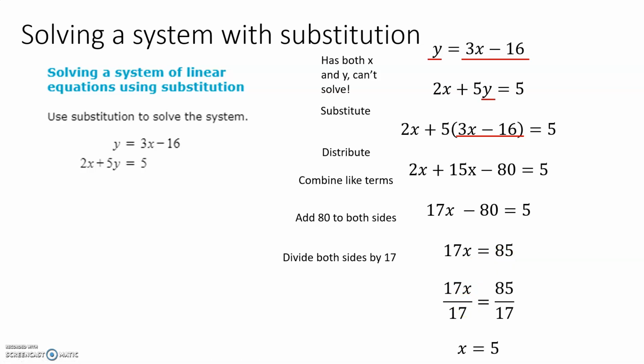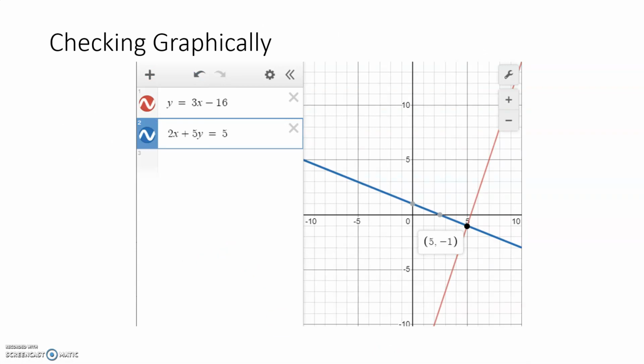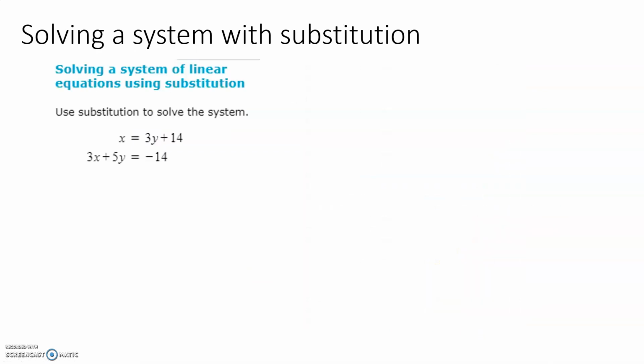Now, once again, I've reminded you each time, we don't just stop there. We want a solution that has both x and y. So we're not done yet. We need to plug that back into the original. I'm just going to pick the top equation to plug it back into. So instead of x, we'll write 5. So 3 times 5 is 15 minus 16. We get y equals -1. So our answer to this is 5, -1. And checking that quickly graphically, you'll notice that those two equations cross right there at 5, -1. Pretty straightforward. Okay? Let's do another one.